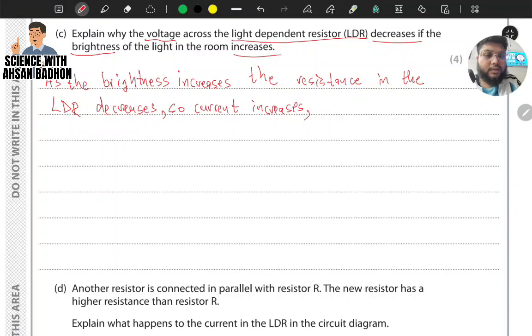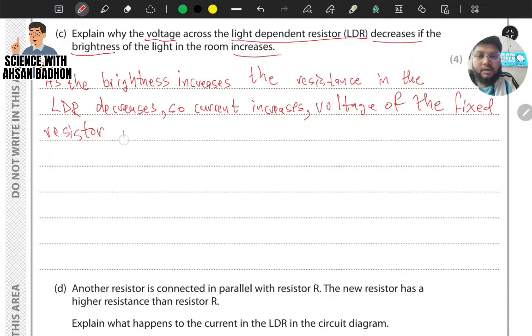As the current increases, the voltage of the fixed resistor also gets increased. Voltage of the fixed resistor increases, and since the voltage of the fixed resistor increases, the battery is giving a fixed amount of PD or fixed amount of voltage, or the voltage in the battery is also known as EMF.